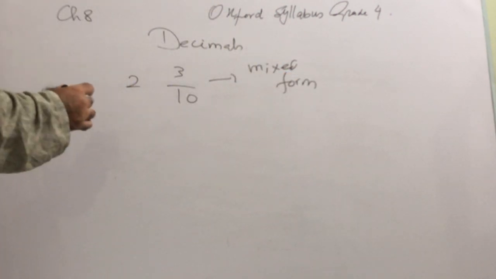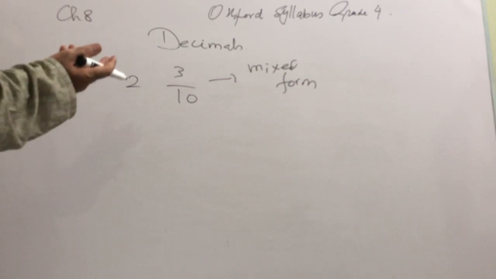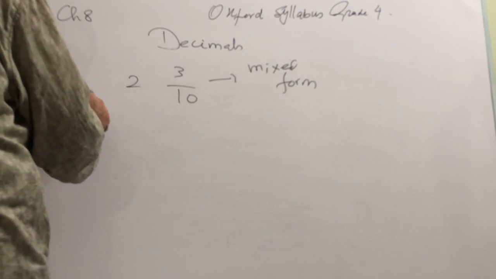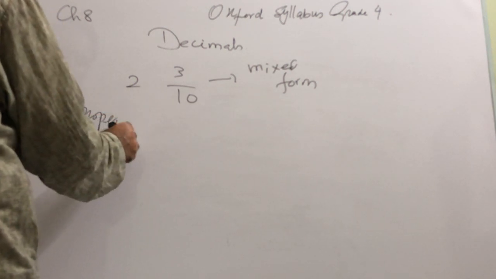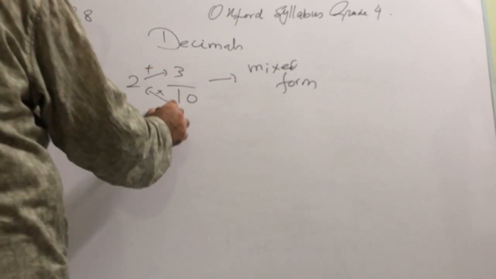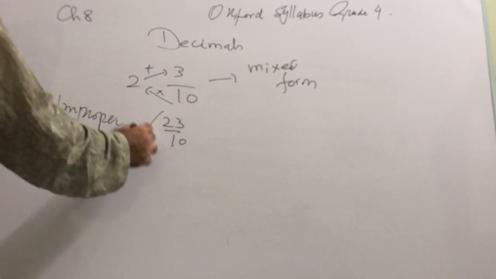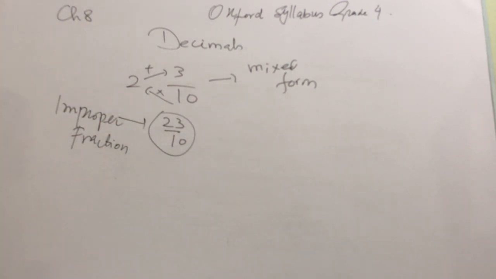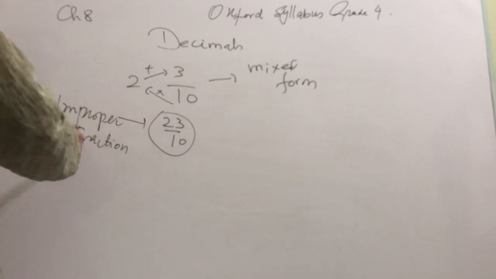So when we convert it, we convert it into simple form, which is called improper fraction. 10 will be multiplied by 2, plus 3. 10 2s are 20, plus 3, 23 over 10. So it is called this one improper fraction. Okay, I was just saying simple form, so this is improper fraction.